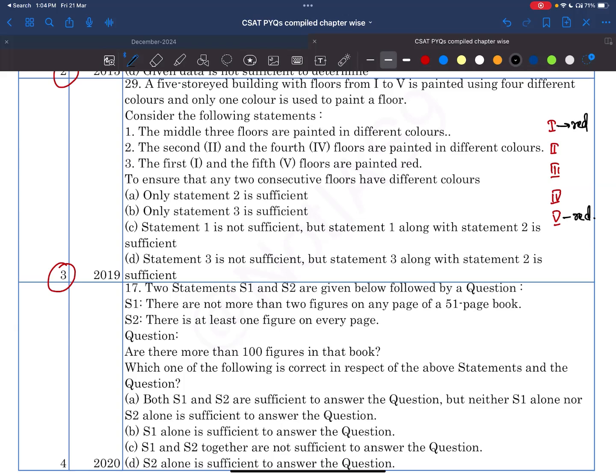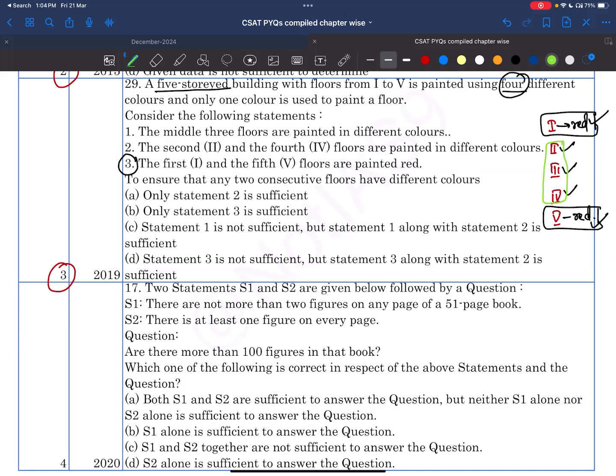What is it telling? There are 5 stories and 4 different colors. Now see, let's go to statement number 3. It says the first floor is painted red and the fifth floor is painted red. That means definitely these 3 will be other different colors. Already there are 4 colors, and red is taken, so the 3 other different colors are painted on these 3 floors.